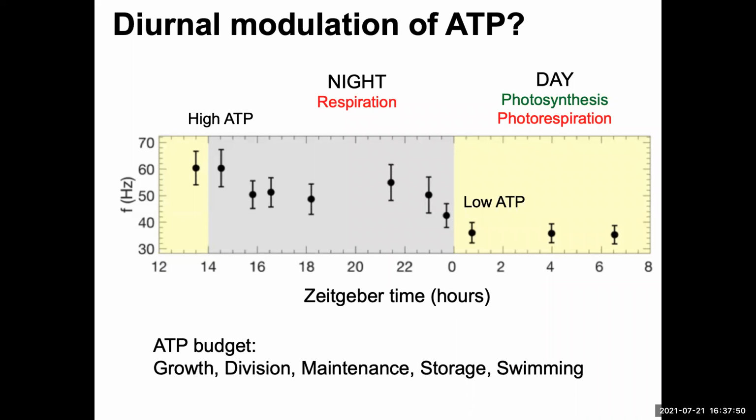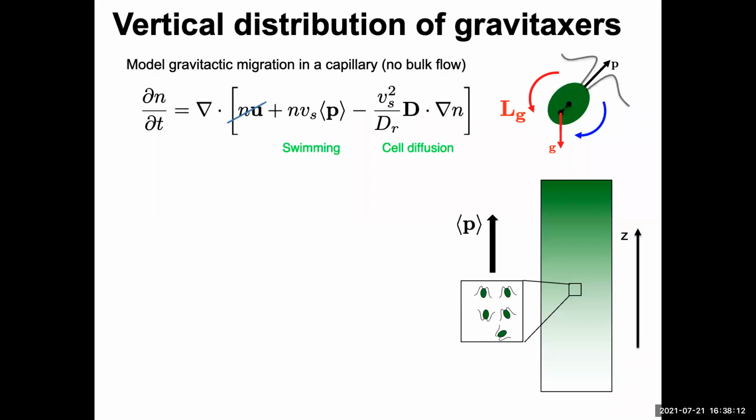But the question is, how much ATP is available for swimming, and do our results imply that there's more ATP available at the end of the day because it is not used for other processes? So I think these are open questions.